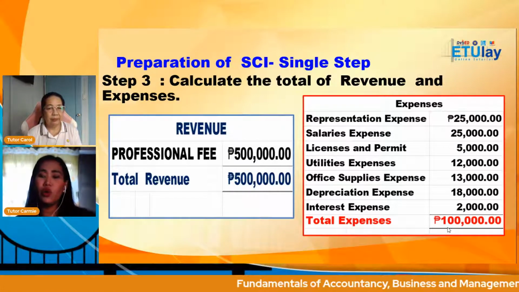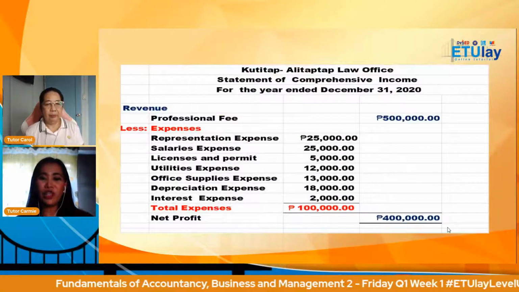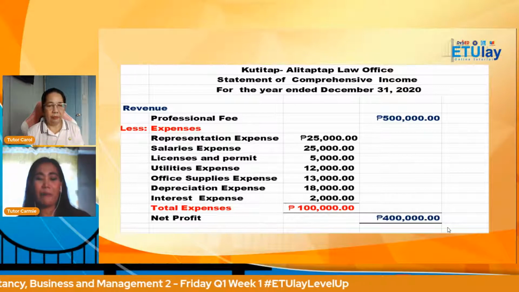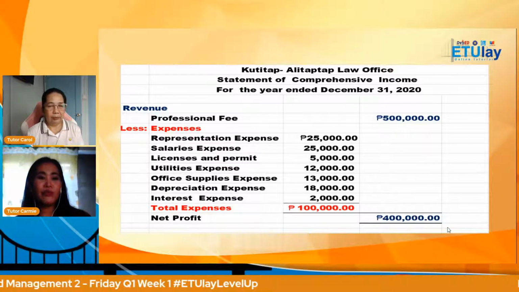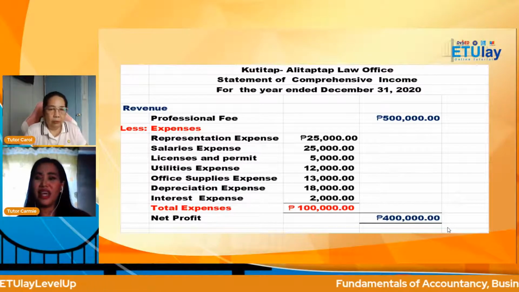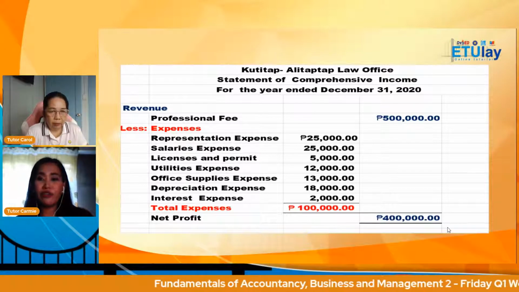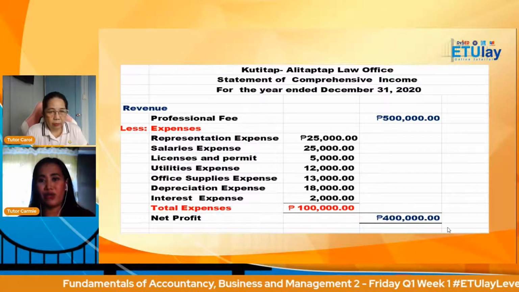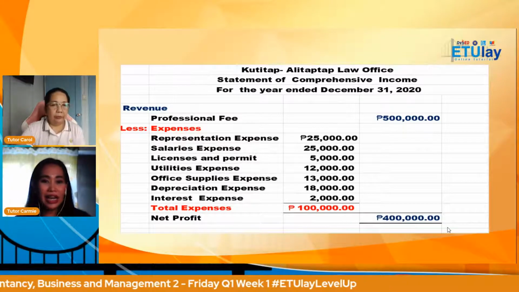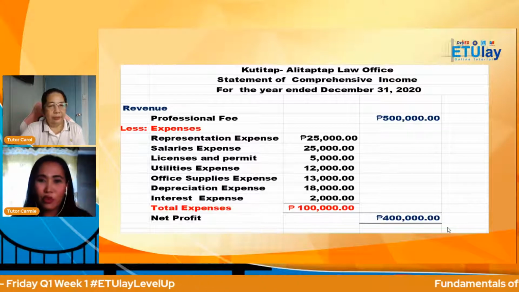Na-calculate na natin yung revenue. Na-calculate na po natin yung ating expenses. Ayan. Ito na po yung magiging itsura ng ating Statement of Comprehensive Income. So, nilessan lang po natin yung revenue ng expenses, and then nagkaroon po si Kutitap Alitaptap Law Office ng net profit na 400,000. Ayan. So, madaling-madali, kayang-kaya. Alam ko po na hindi po kayo mahihirapan. Basta sundin lang po ninyo to.